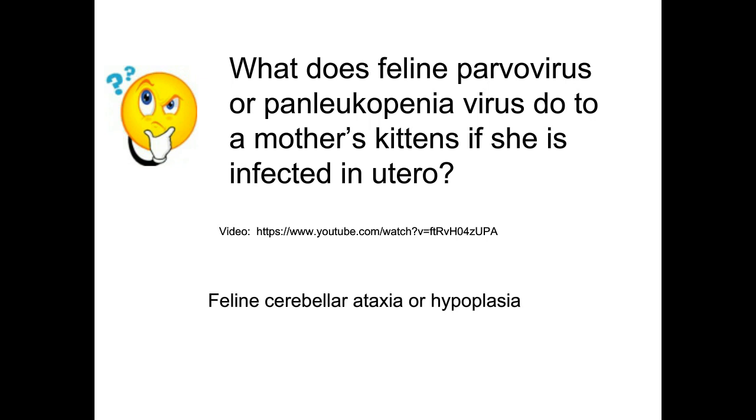And the kitten will come out and be a little bit wobbly. They'll have a tremoring in their head. They might not be able to walk very well, but if you have the adopters for them, they do fairly well in a home. They just have to learn to recuperate and to manage themselves around the house. So it's an adoptable disease.